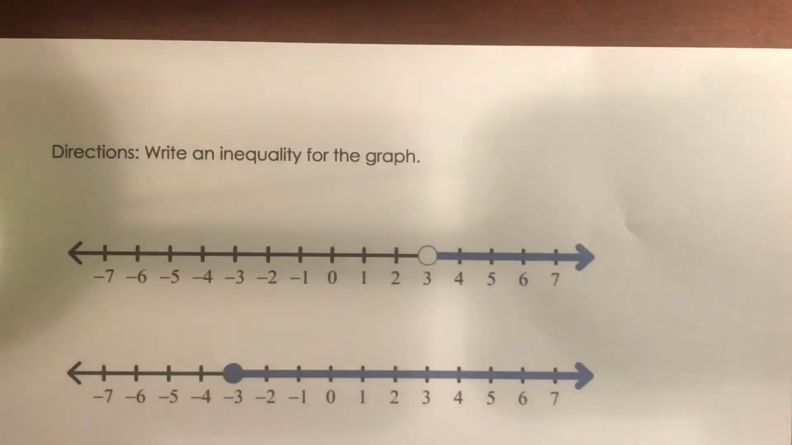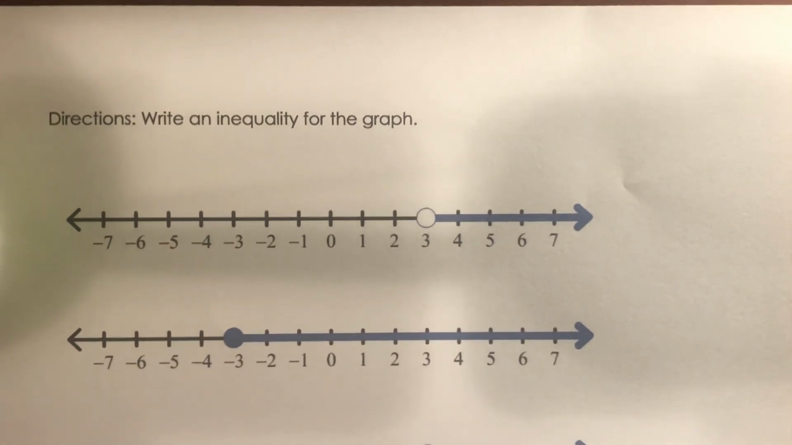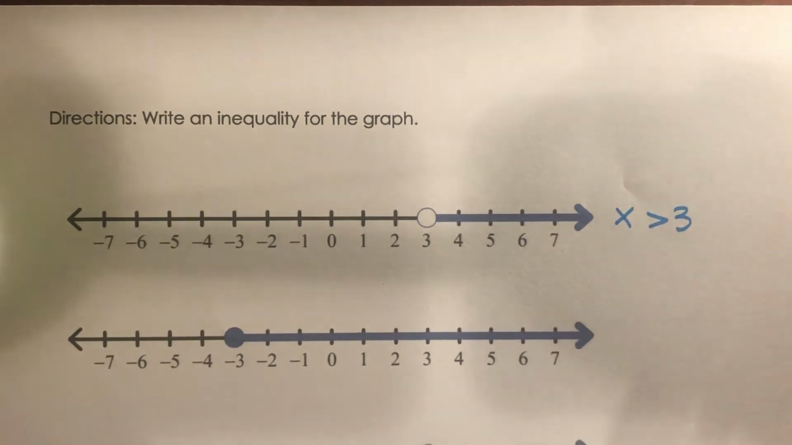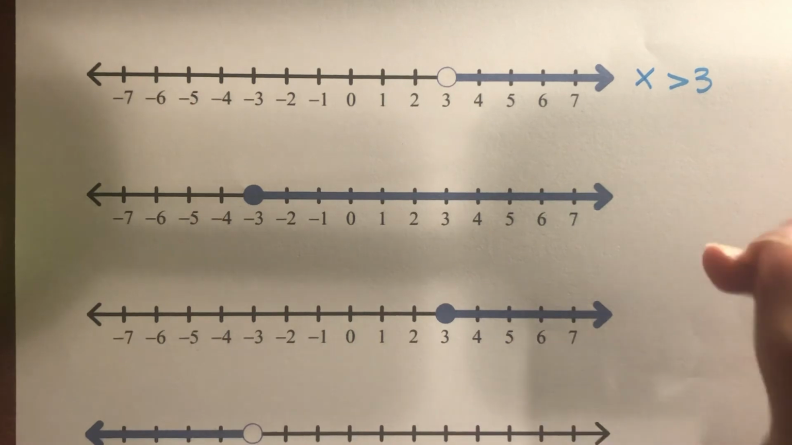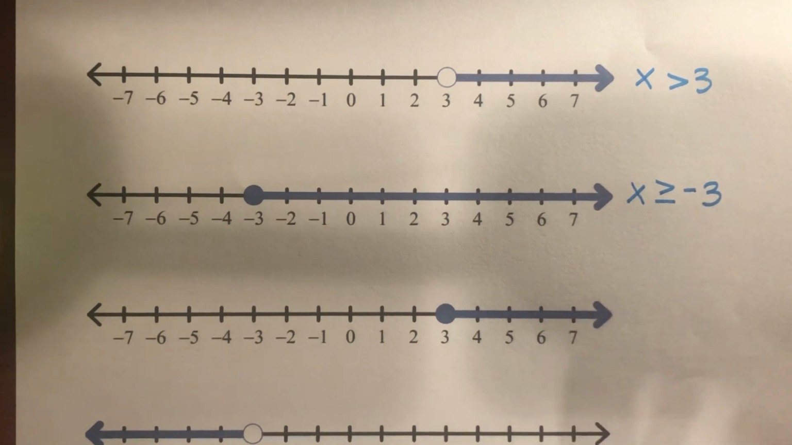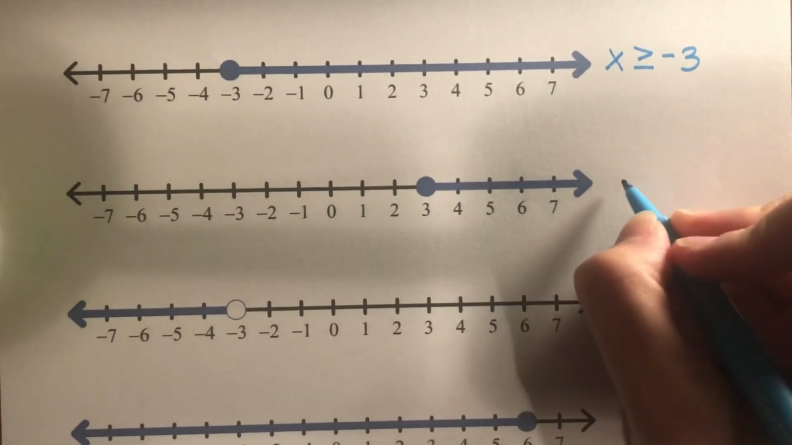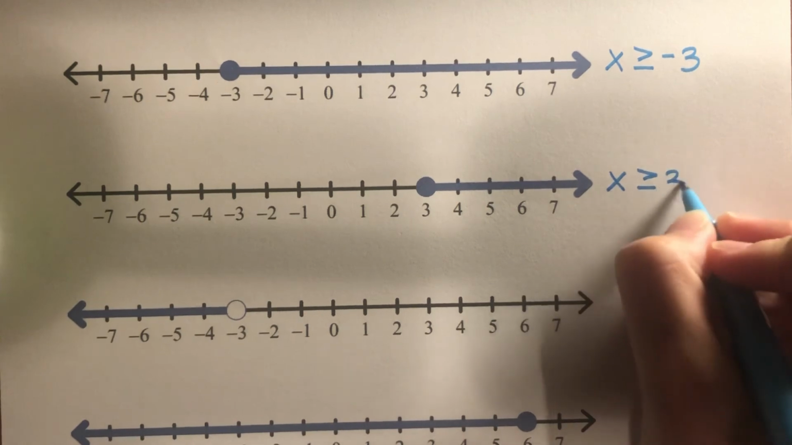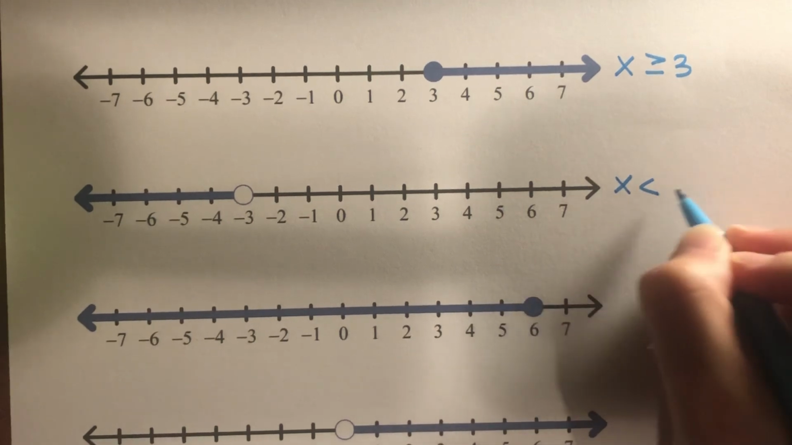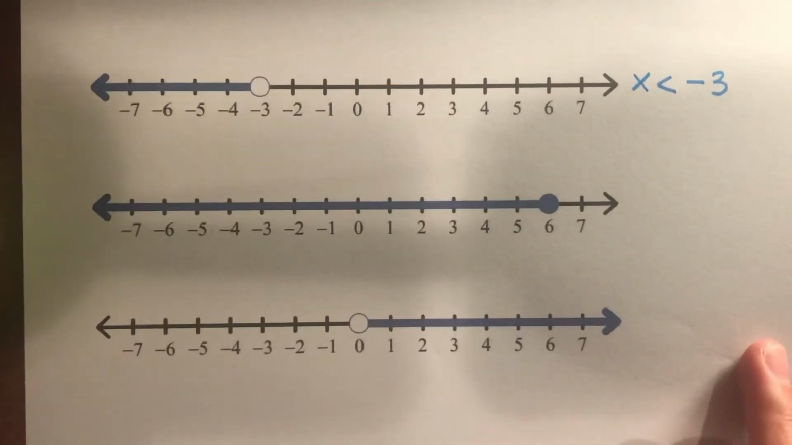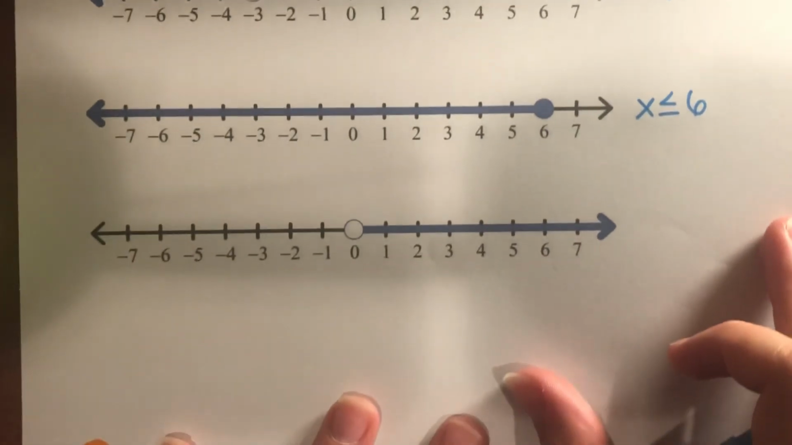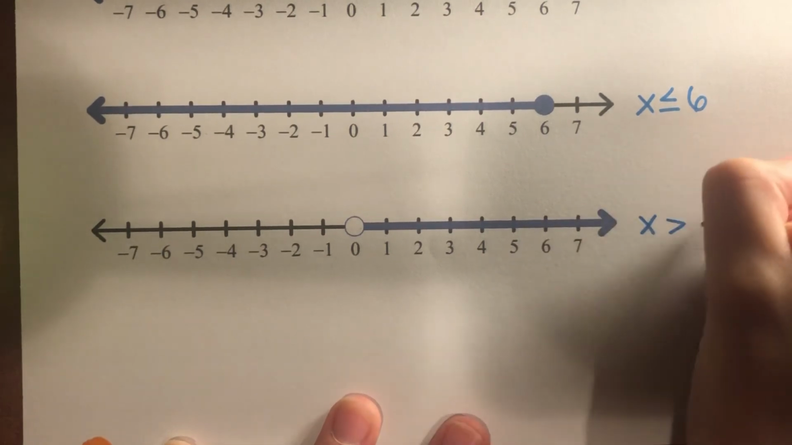All right, and we have a few more examples. Again, I would just recommend trying these on your own, and I'm just going to go over the answers. So here, this would be x is greater than 3. For this example, we have x is greater than or equal to negative 3. Here we have x is greater than or equal to 3. This is x is less than negative 3. This is x is less than or equal to 6. And this is x is greater than 0.